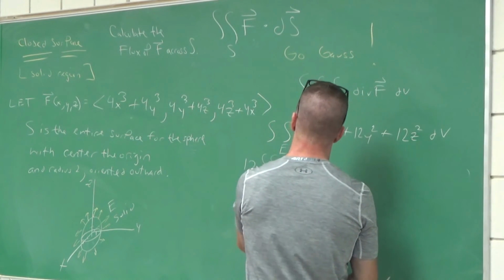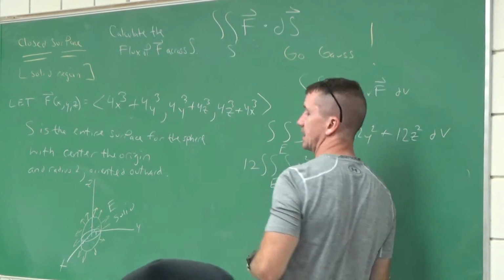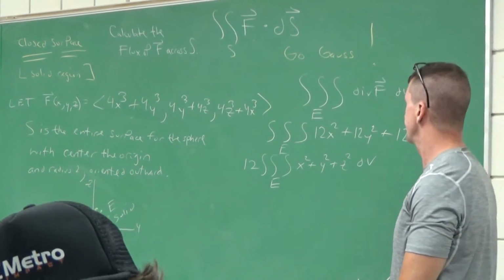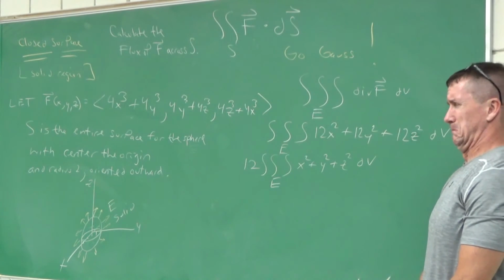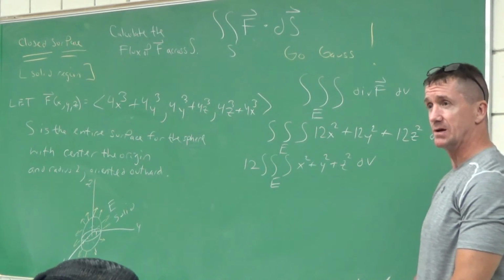Brad, our shortcut's not going to work this time. And Art, great call on taking that 12 out. It helps us see the problem a little bit more clearly. You want to go Cartesian? No, that's polar. No way, not with that sphere. We'd be a bunch of radicals, wouldn't we?